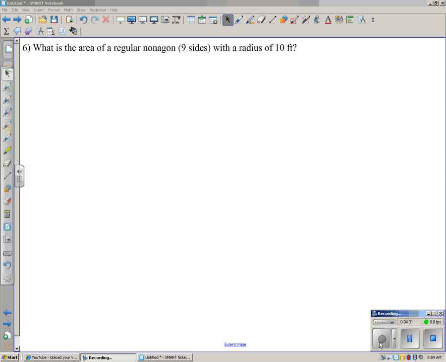Okay, on number 6, this one's a worst case scenario. And again, the reason it's a worst case scenario is because I tell you the radius. In your formula, 1/2 apothem perimeter, the radius is not in there anywhere. So this one, we're going to have to do a lot of work.